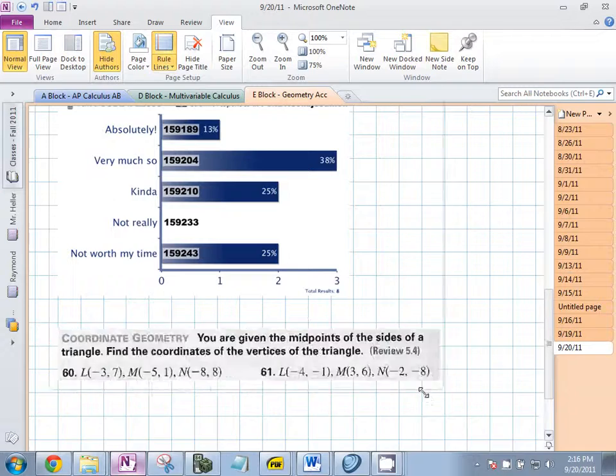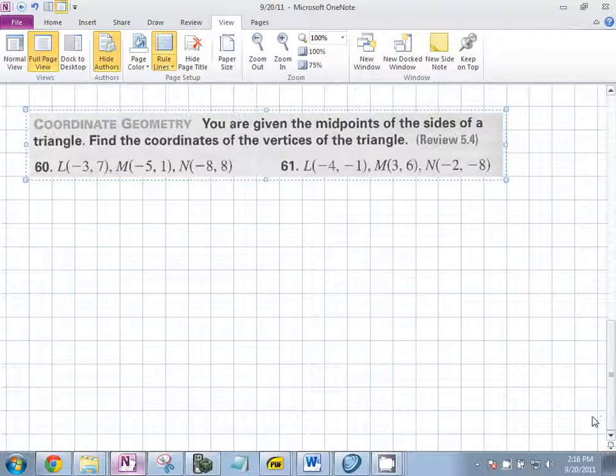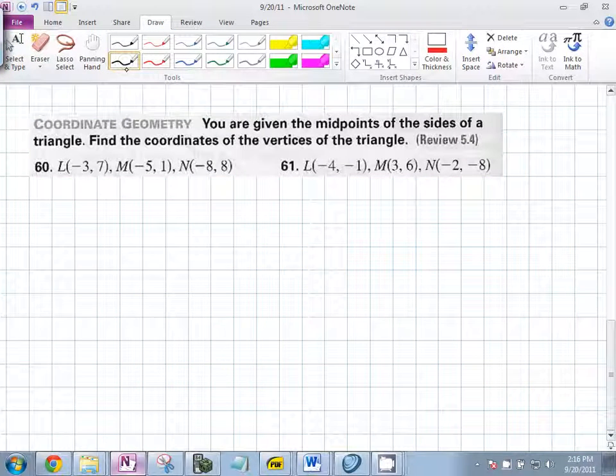Okay, so do you understand? First of all, do you understand what it's giving you for information? Yes. It's giving you the midpoints of the sides. So we could graph this and get an idea of what it looks like, right? So let's make it a standard.